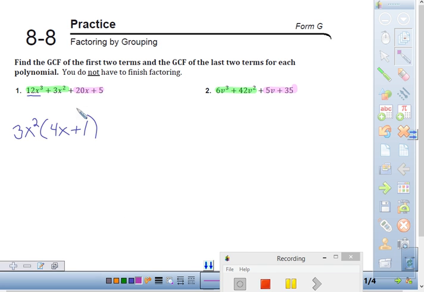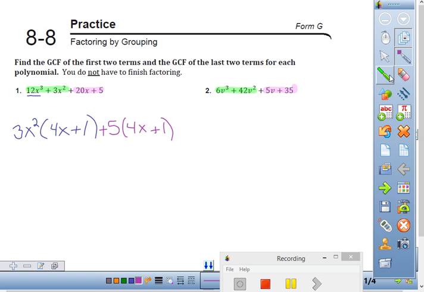And now I need to do the pink. The greatest common factor of 20x and 5, let's put a plus sign in there, is going to be 5. So if I divide off of 5, I get 4x plus 1. The exciting thing to notice is that this chunk and this chunk are the exact same thing. In these directions, we do not have to finish factoring, so this is our answer.